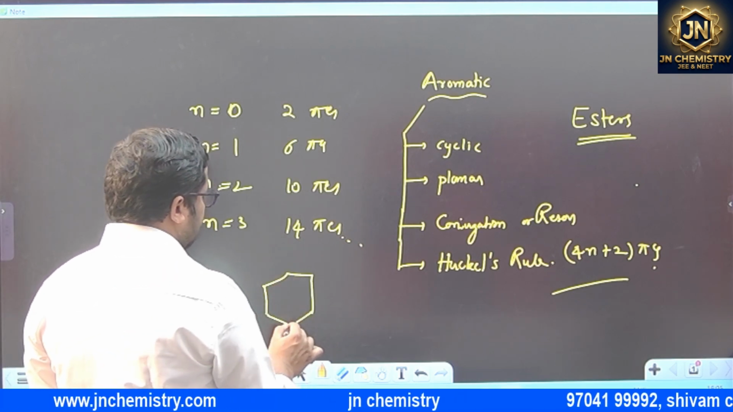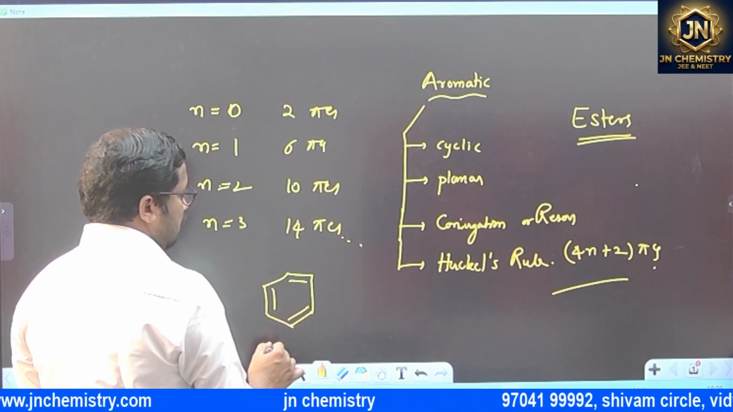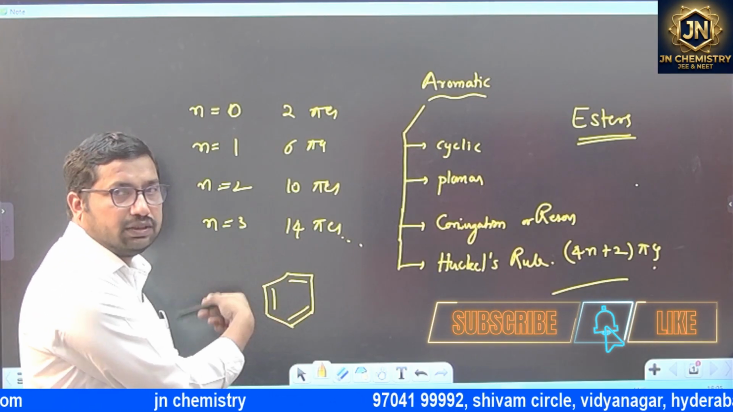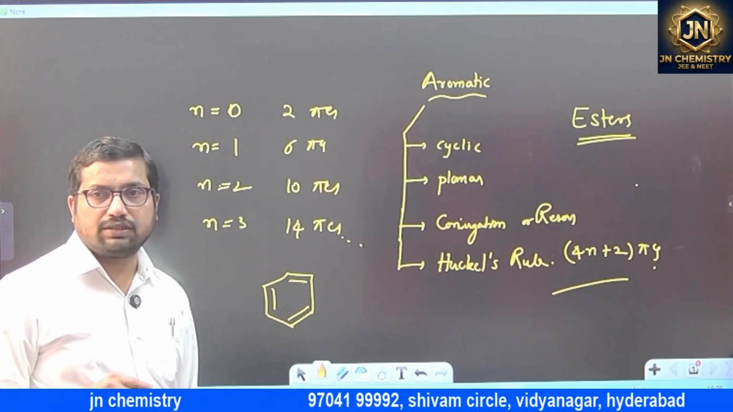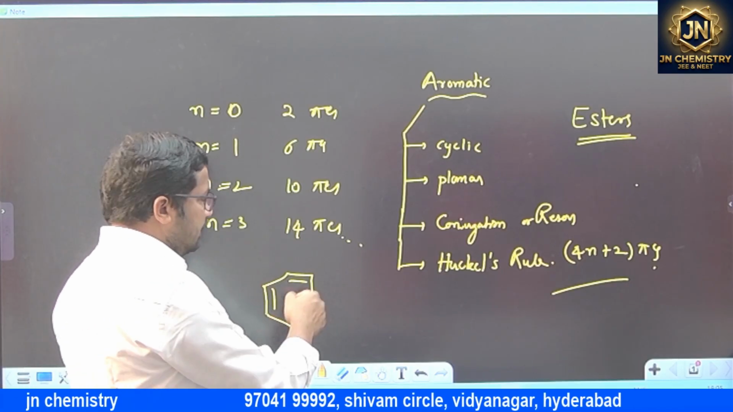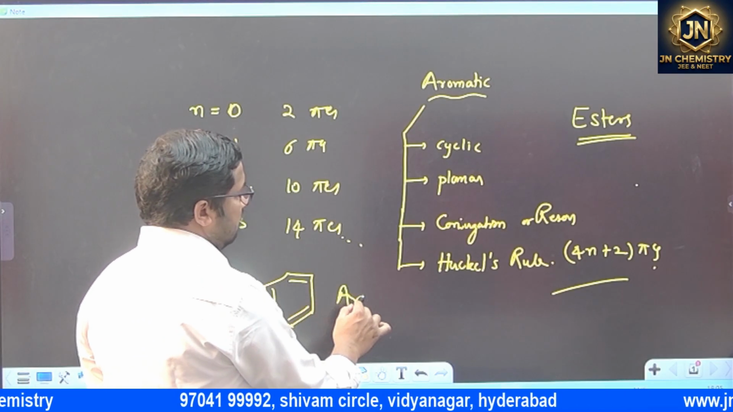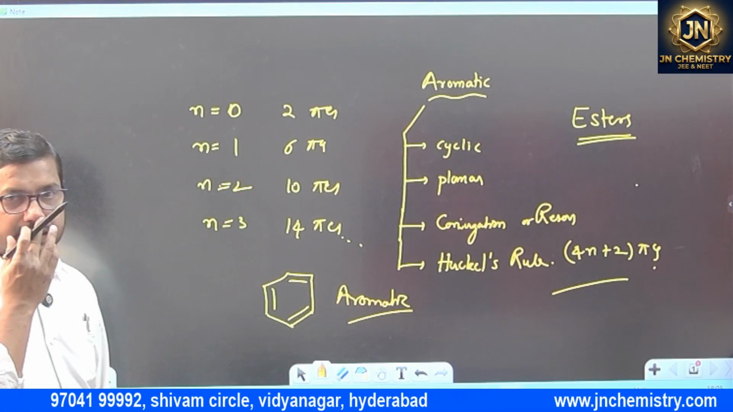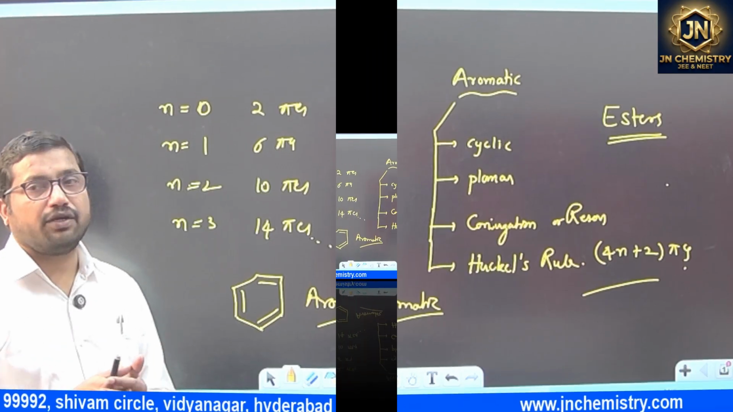So the benzene ring. Benzene is a 6-membered ring, right? It is cyclic, continuous resonance is there, the compound is planar, all carbons are in the same plane, and it has 6 pi electrons. It's a perfect aromatic compound. I already discussed this. And what are anti-aromatic compounds?